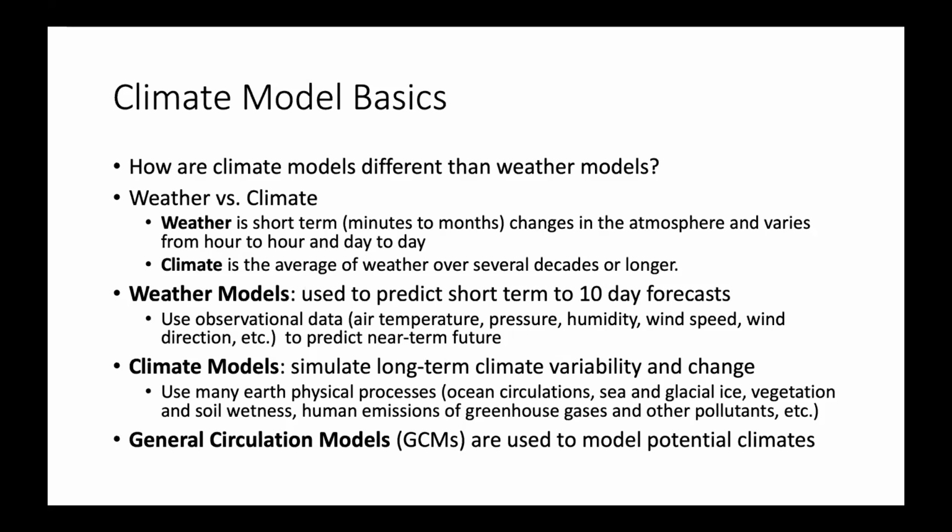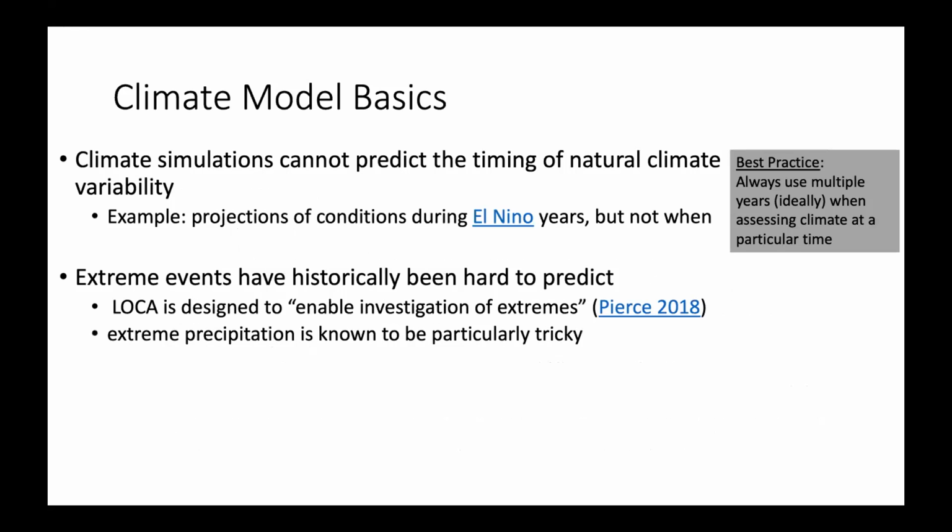You're never going to see a climate model, or you shouldn't see a climate model, used to say that on November 17th, 2076, it's going to be 42 degrees in Sacramento and rainy. That's not what these models are designed to do. But that isn't to say that we can't learn a lot from them.